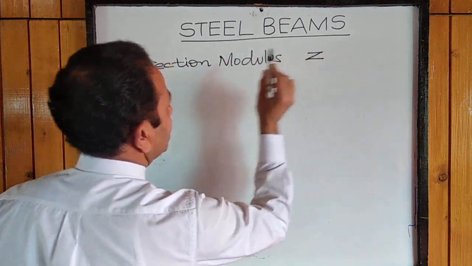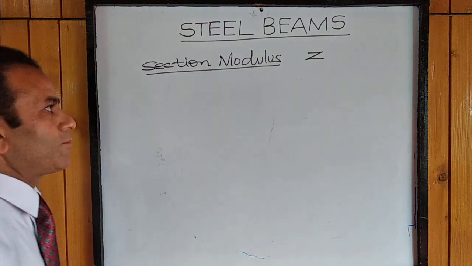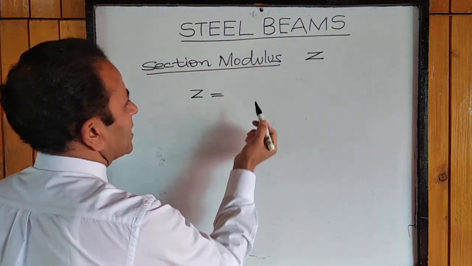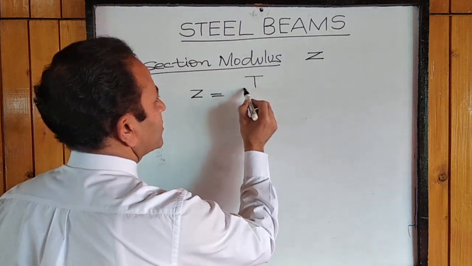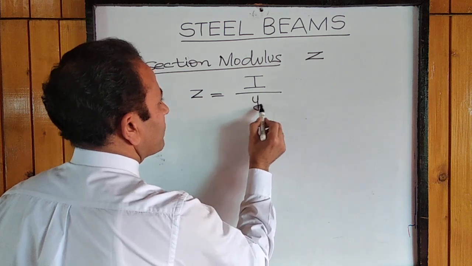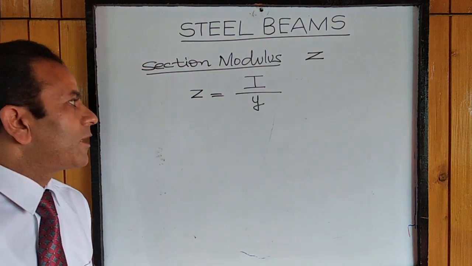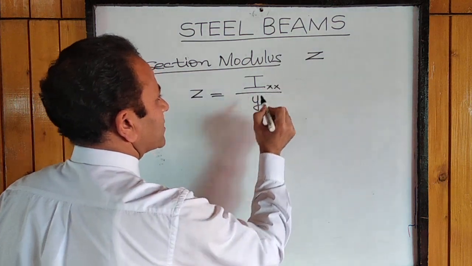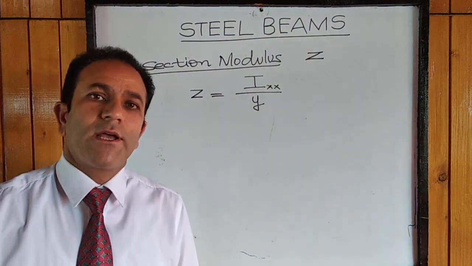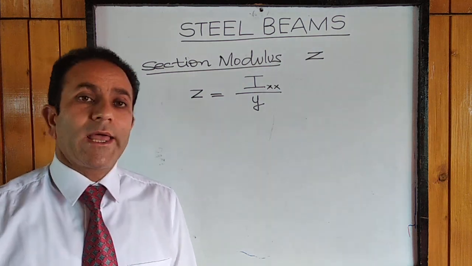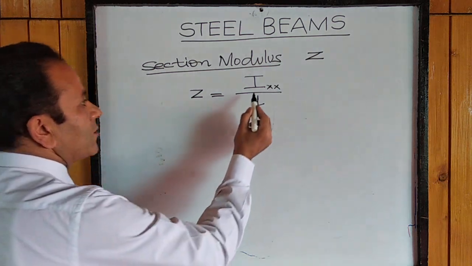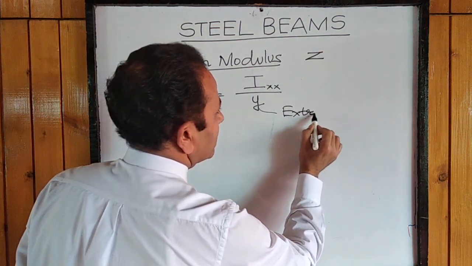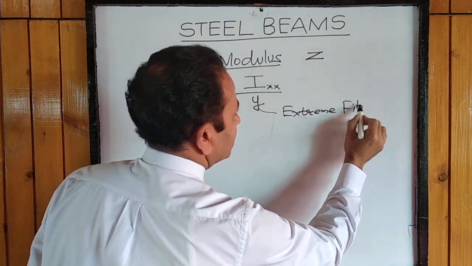It is represented by Z. Section modulus, this Z, is basically the ratio of moment of inertia to the extreme fiber distance, I by Y. Maybe for a steel beam, we mostly take it in the XX direction because it is the bending axis. So IXX divided by Y, moment of inertia, Y is the extreme fiber distance.